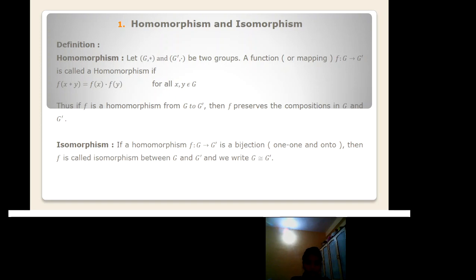Now, isomorphism. If a homomorphism f from G to G' is a bijection, that is a one-one and onto function, then f is called an isomorphism between G and G'. And we write G is isomorphic to G'.